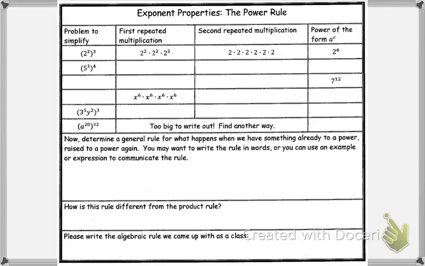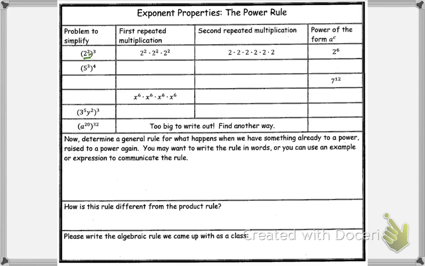Today we're going to talk about two other rules, the power rule and the distributive rule. So if you look on the page, your exponent properties rule, we'll start there. From yesterday, you did the quotient rule. So this is a power rule. If you'll notice that we have a base of 2, and it's raised to the second power, and then that whole amount is actually raised to the third power.